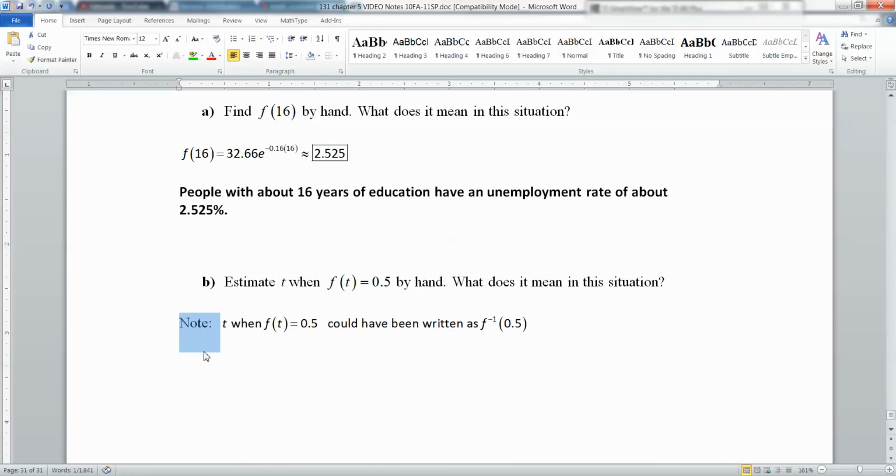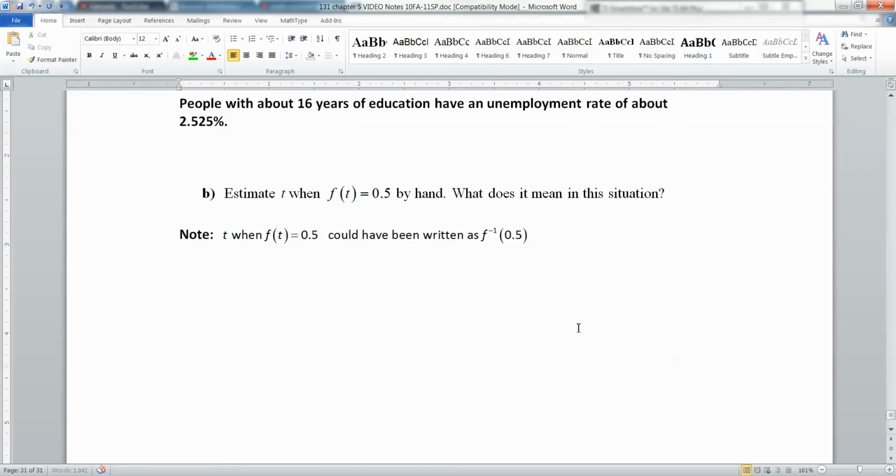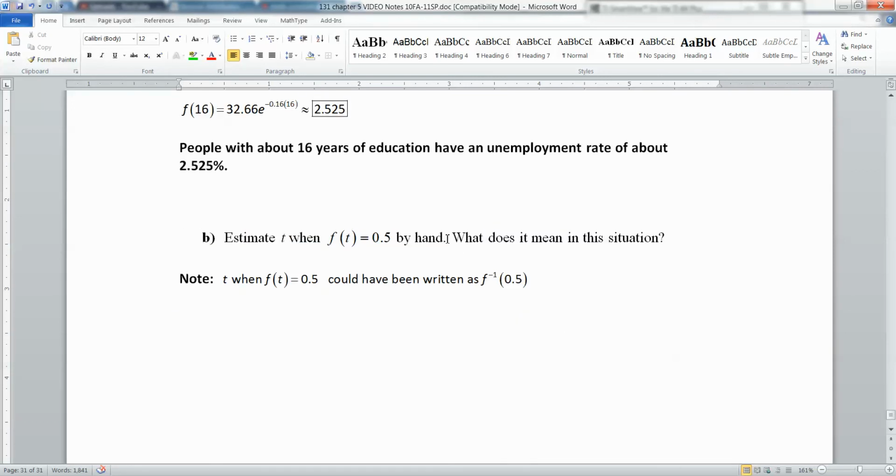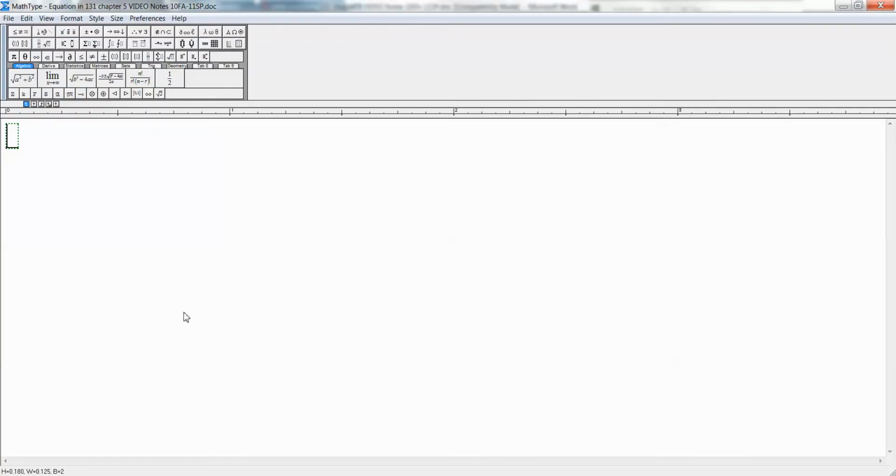Okay. So either way that I ask it, you still have to find it, right? So you're going to have to set your equation equal to 0.5, and this is going to be the hard part. And they want us to do it by hand. Ugh. All right, so let's see. 32.66 e to the negative 0.16t is equal to 0.5.